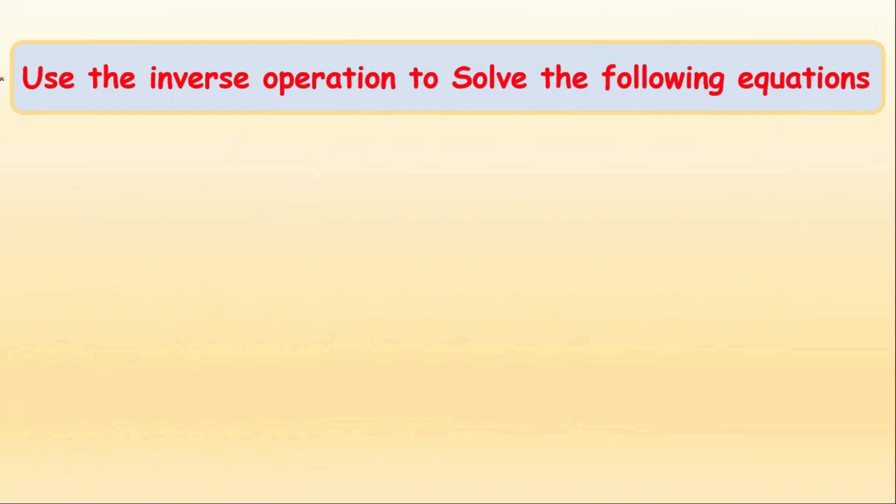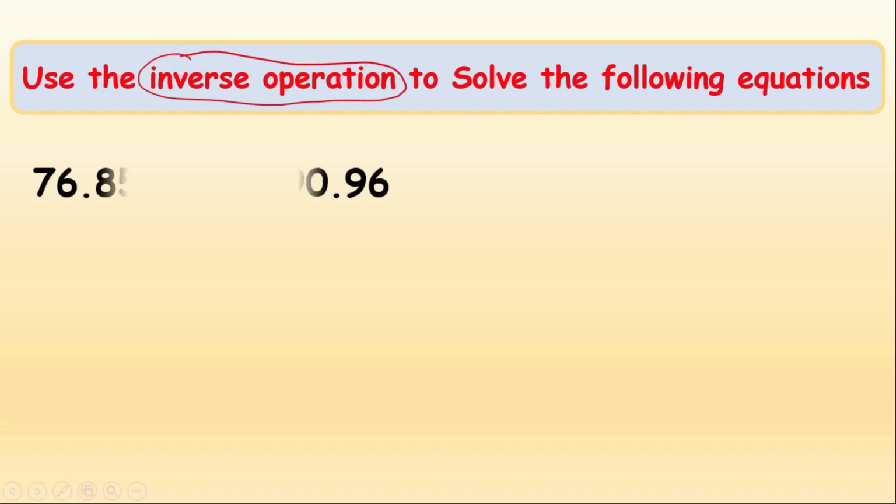Another exercise: use the inverse operation to solve the following equations. Okay, this is asking about the inverse operation strategy. For example, exercise: 76.85 plus q equals 90.96. Here we have an addition, so the inverse operation is subtraction. In subtraction, we have to find the greater number to write first, before the subtraction sign.